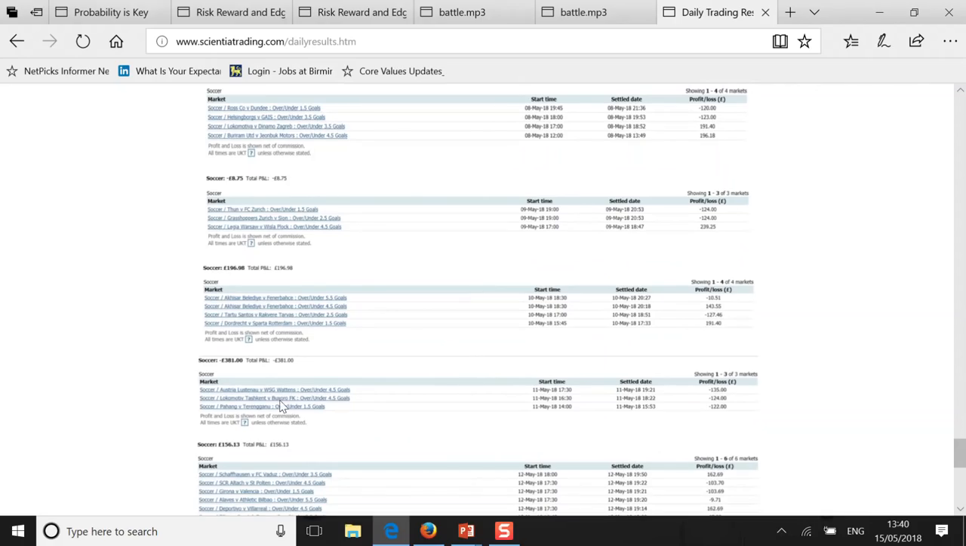The £381, which I lost on the 11th, well, there's nothing I could have done about that. Every trade I did was a trade that I should have done, and it was just the fact that that particular day the market wasn't in my favour.